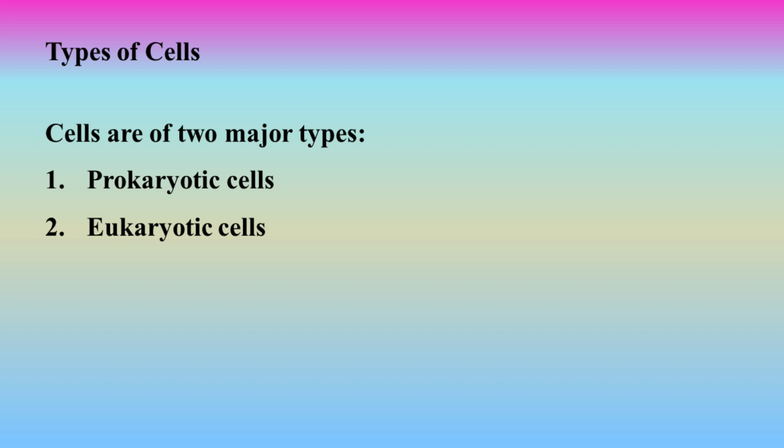Types of cells. Cells are broadly categorized into two types, prokaryotic cells and eukaryotic cells. Let us explain each type in more detail.